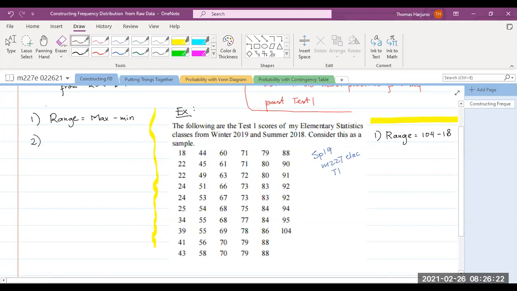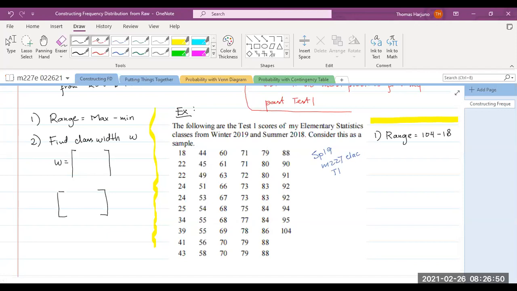Now, second, find the class width, usually denoted by lowercase w. Now, lowercase w is the ceiling. It's not a bracket. A bracket looks like this. We are using ceiling. Ceiling is basically a bracket, but without the floor. Ceiling means rounding up. You round up, okay?